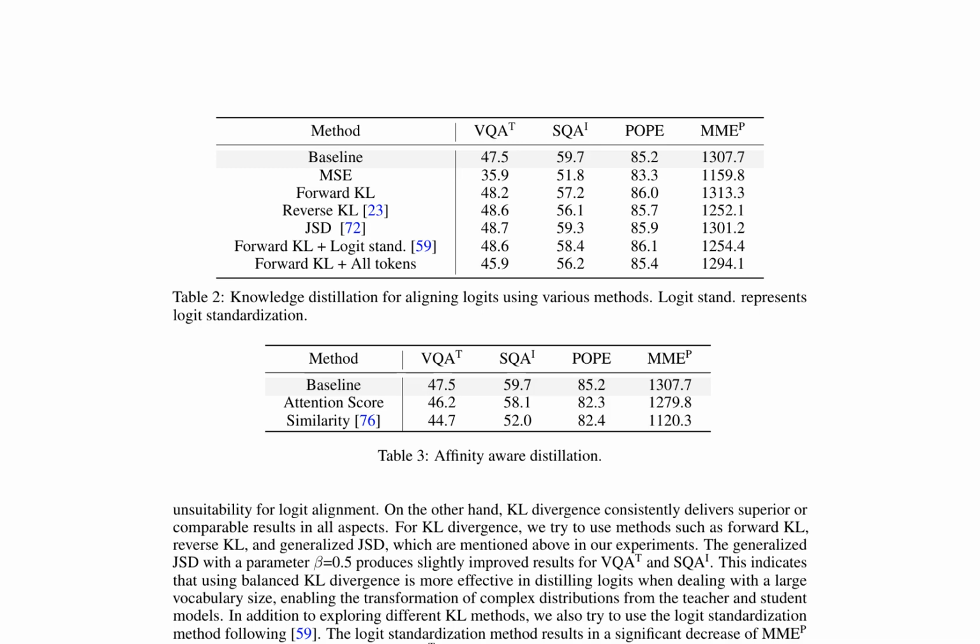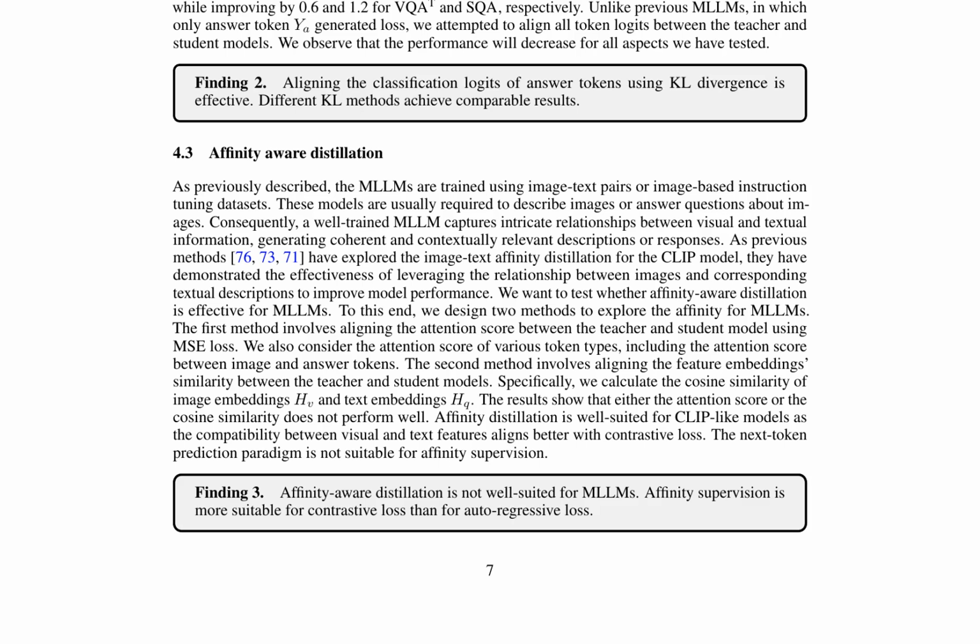Researchers explored aligning all token logits between teacher and student models, observing decreased performance for all aspects. Finding 2 highlights that aligning classification logits of answer tokens using KL divergence is effective, with different KL methods achieving comparable results. The study also investigated affinity-aware distillation, designing 2 methods to explore affinity for MLLMs.